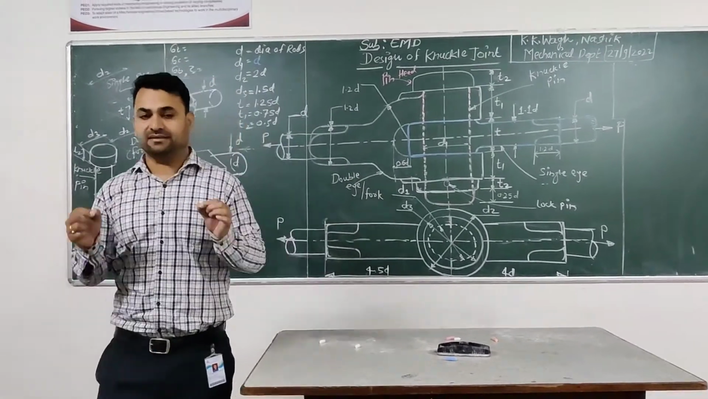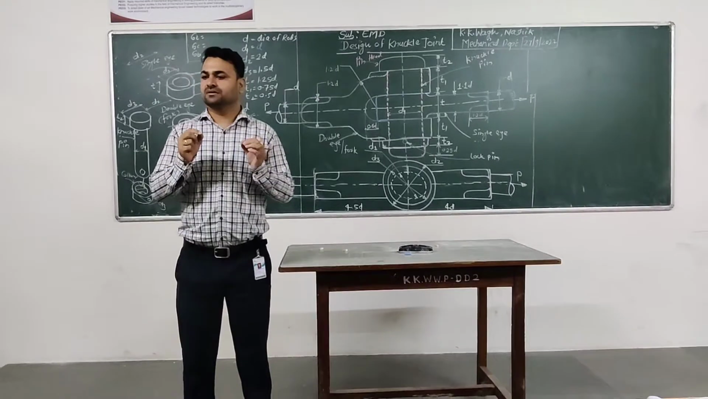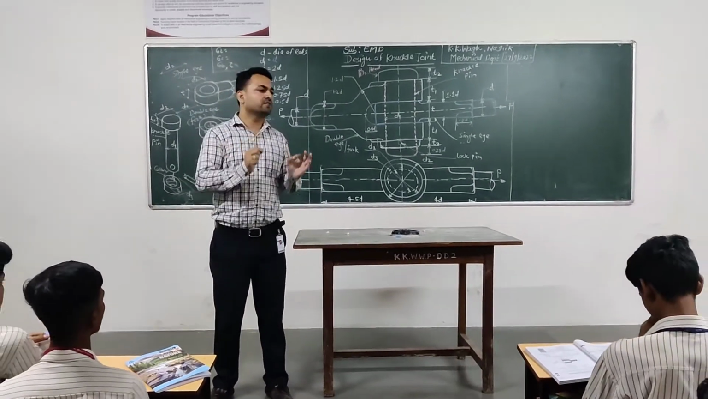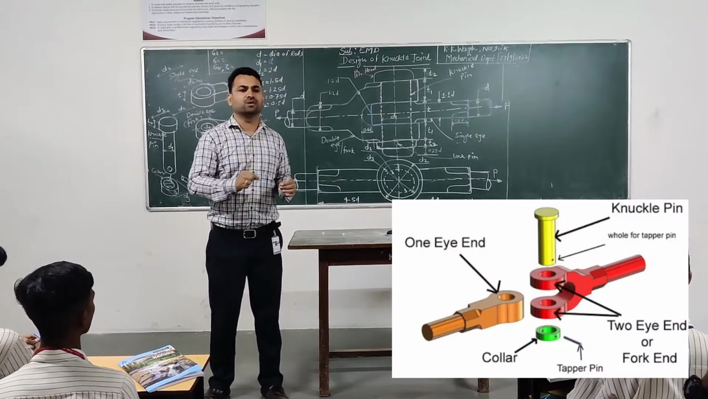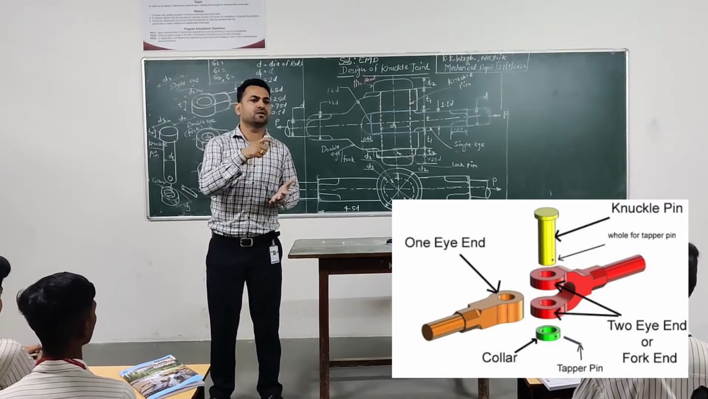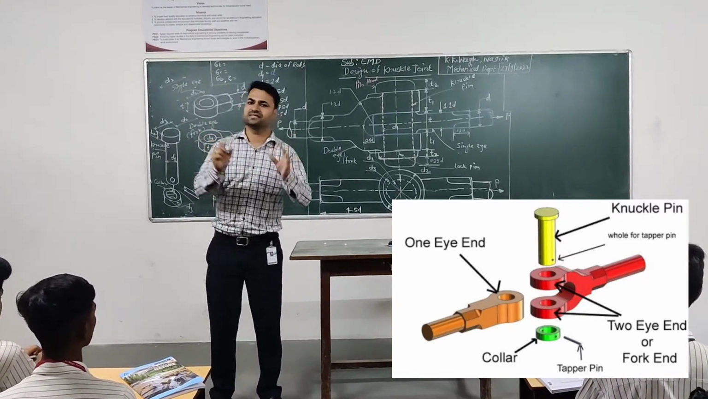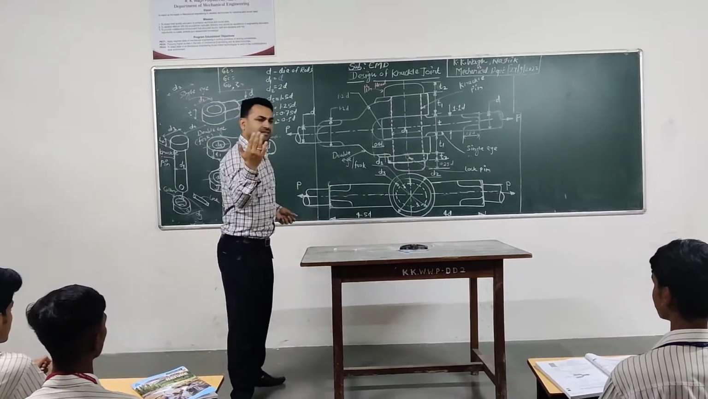So before starting knuckle joint, as this is the design of machine element lecture, I have given you information related to knuckle joint. Before designing any component, you should know which different components are there in that particular component. Okay, so knuckle joint is there. Knuckle joint consists of how many elements? 3 elements.